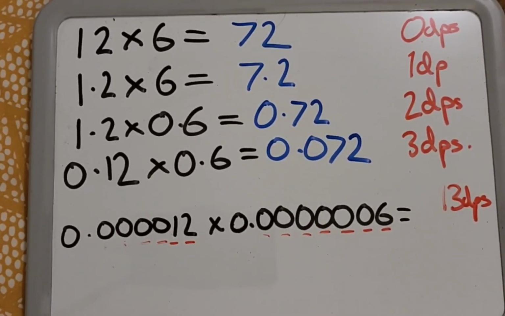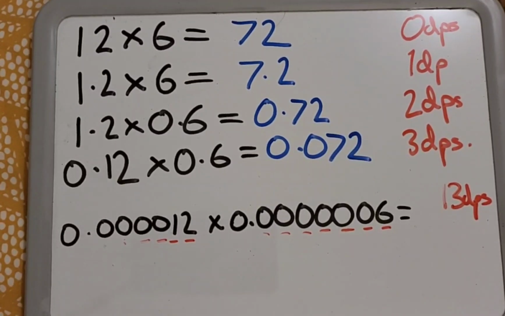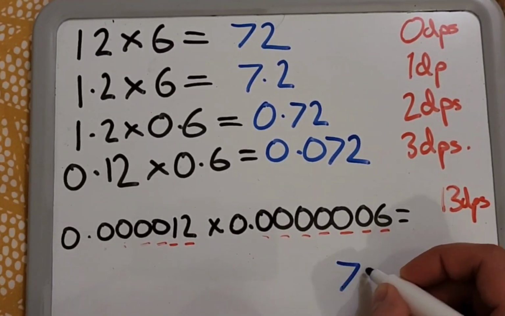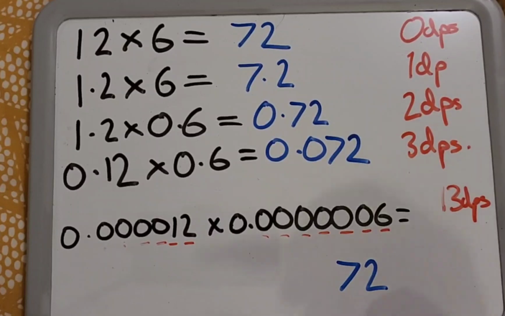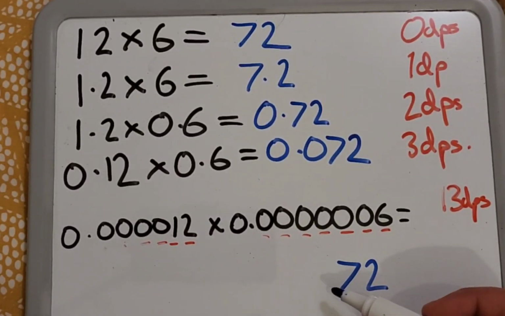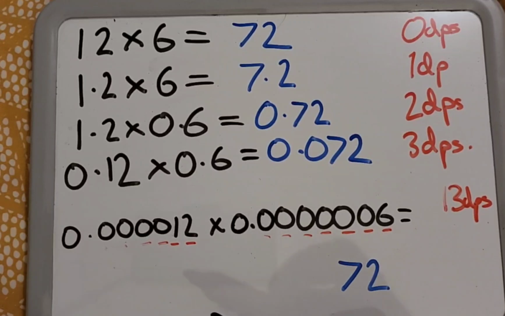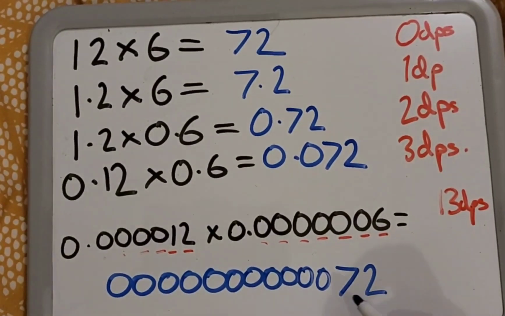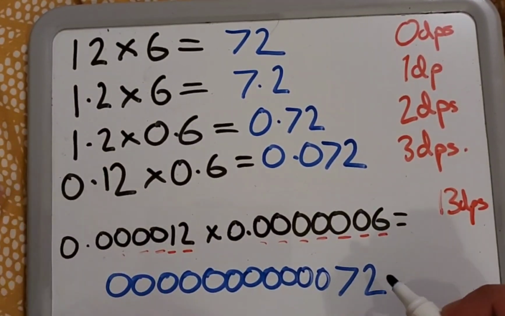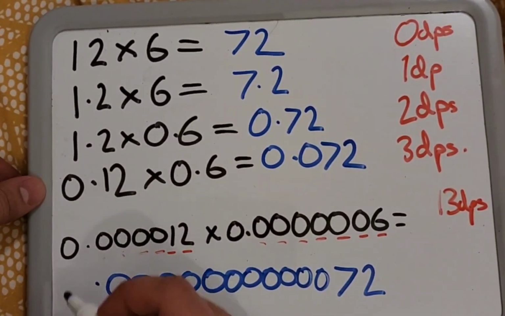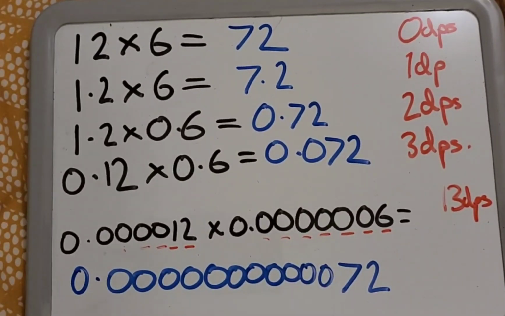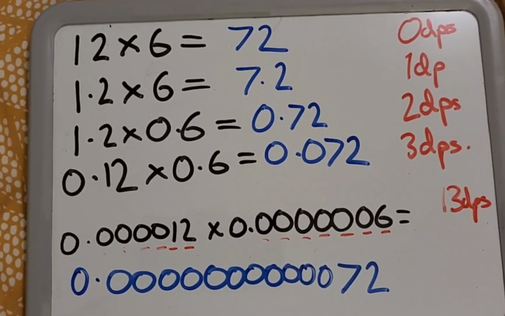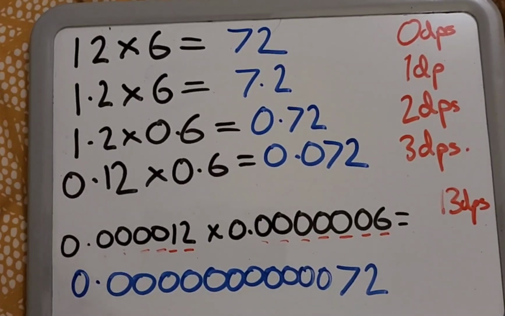So we know 12 times 6 is 72, but we need to give it 13 decimal places, and considering we've got 2 digits here, that means we need 11 zeros preceded by a decimal point. So we've got 72 preceded by 11 zeros, and that's preceded by a decimal point and a 0. So our answer is 0.00000000072. And that is how we multiply decimals.